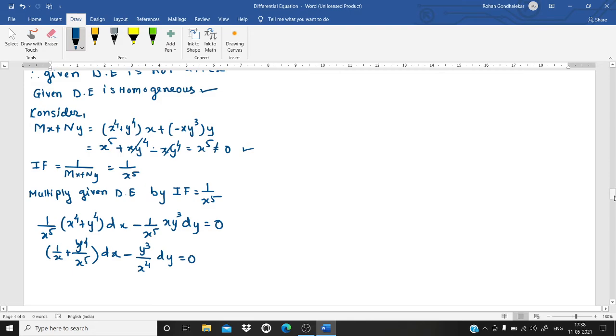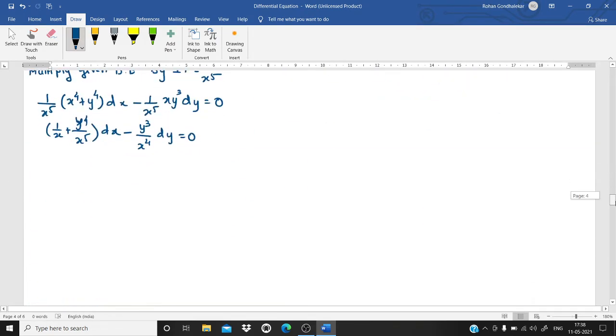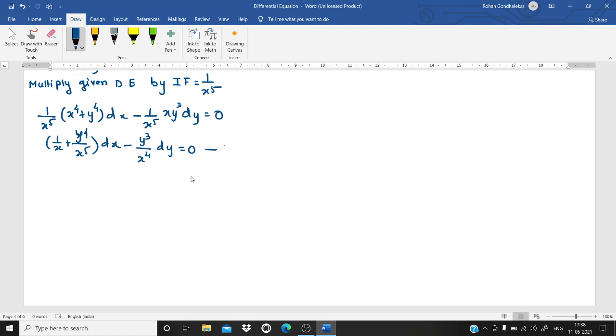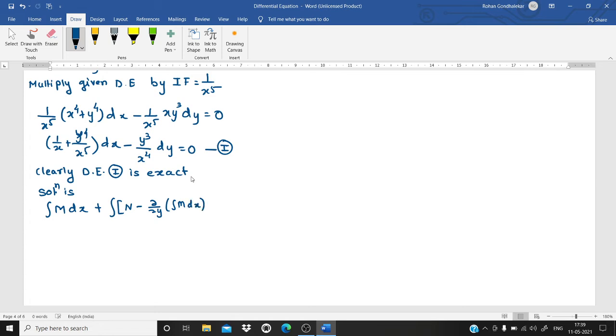Okay, now we come to the solution. So this is our new differential equation 1. So clearly differential equation 1 is exact. There is no need to check again whether it is exact or not. Right? Now the solution. What is the solution? Integral M dx plus integral of N minus del by del y of integral M dx, integration with respect to y, equals c.